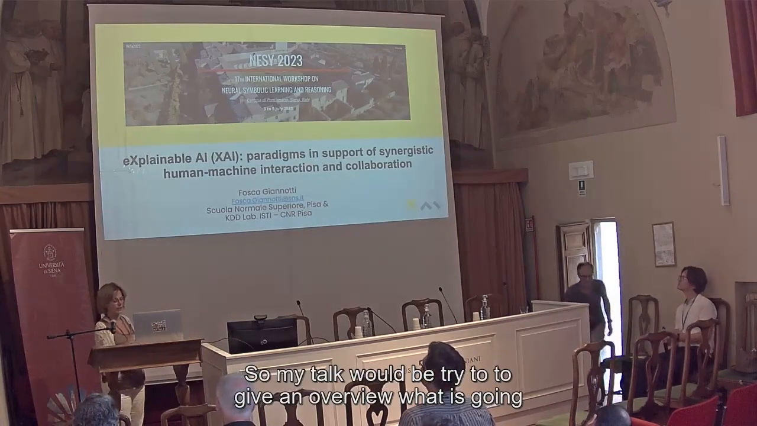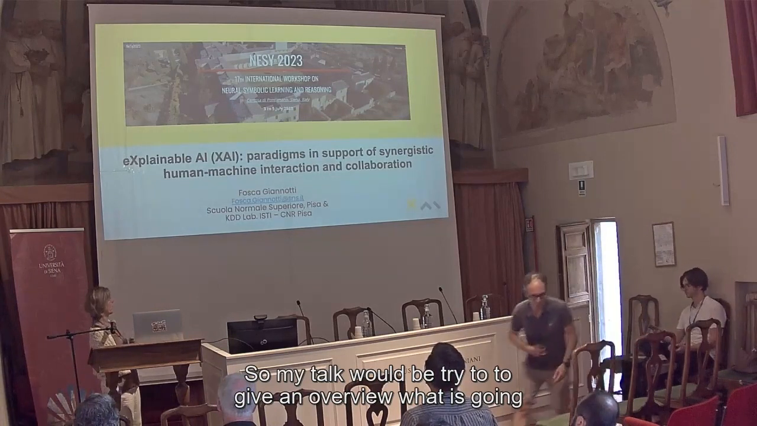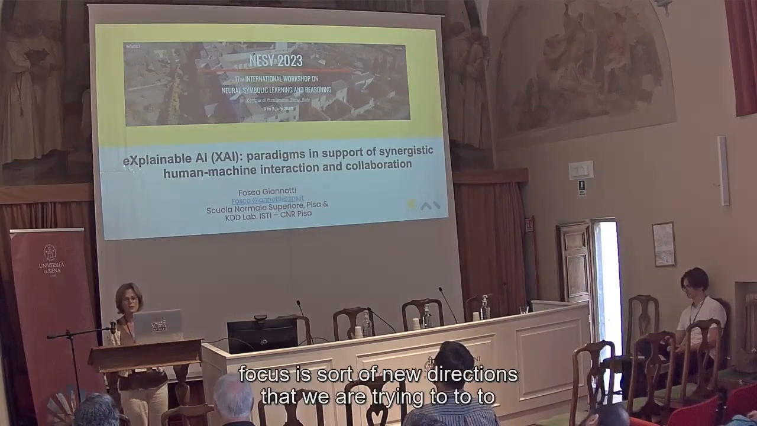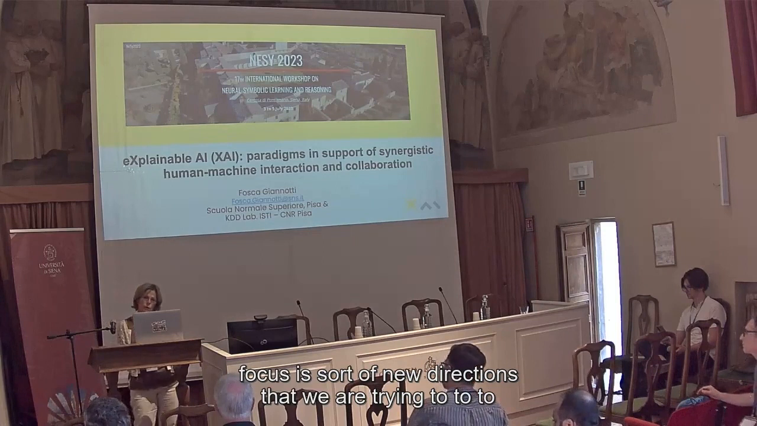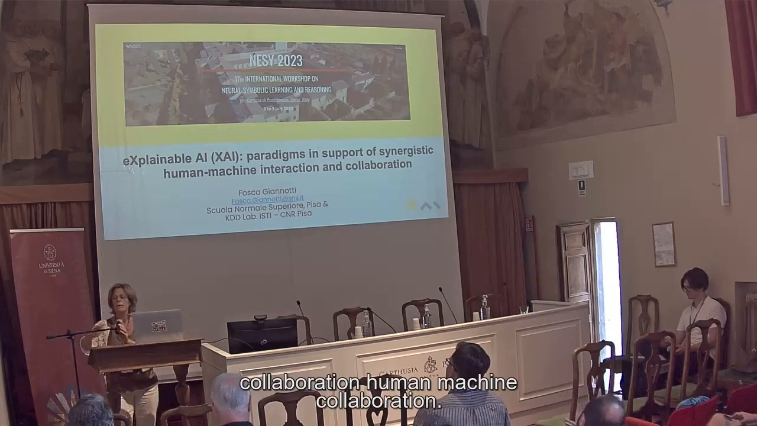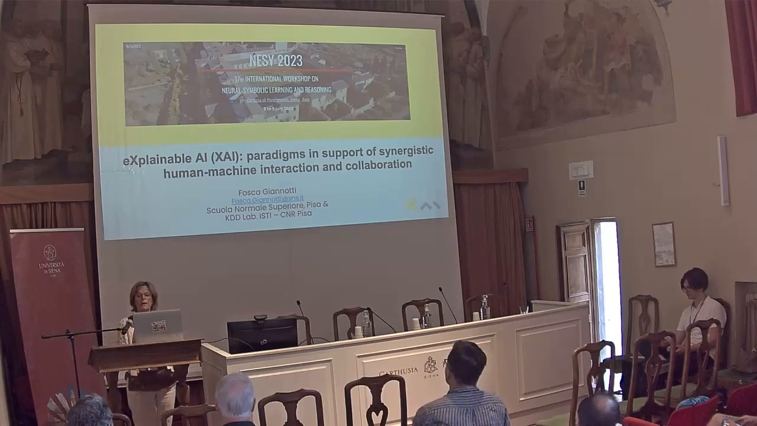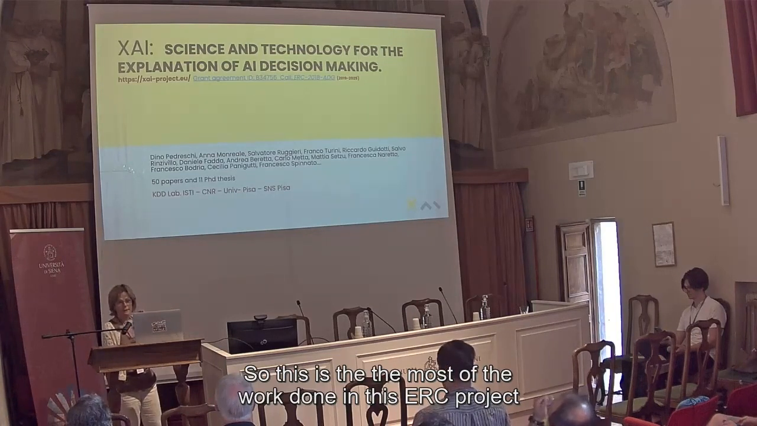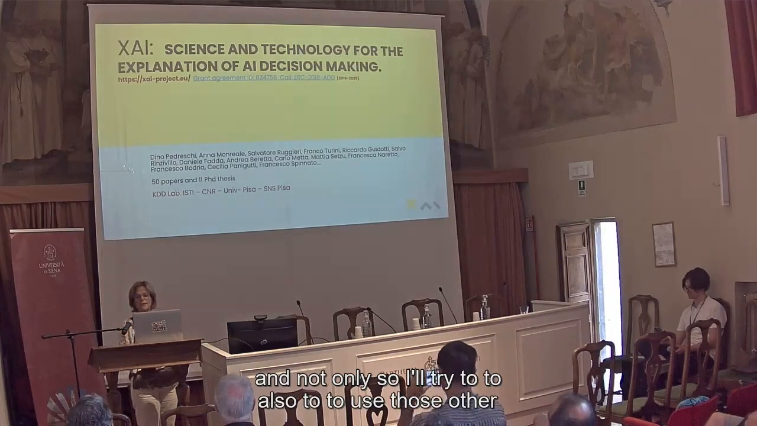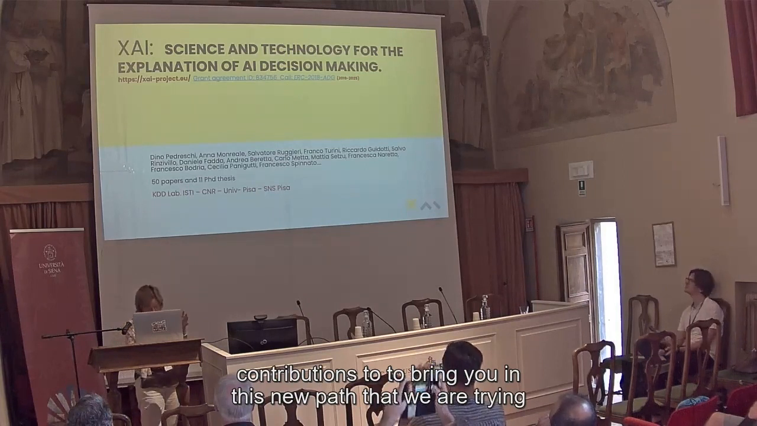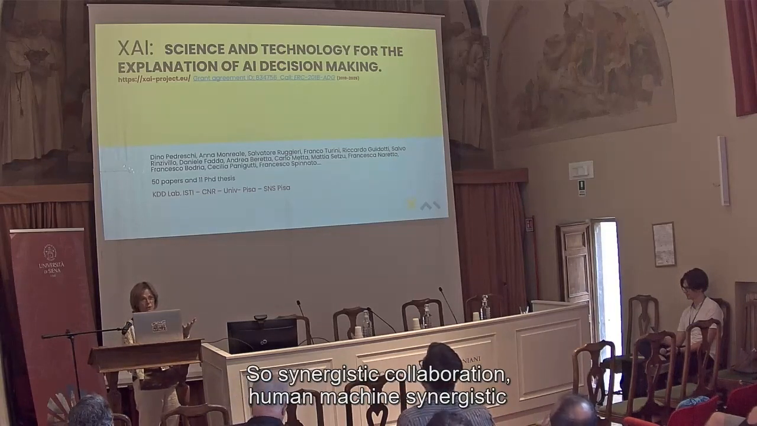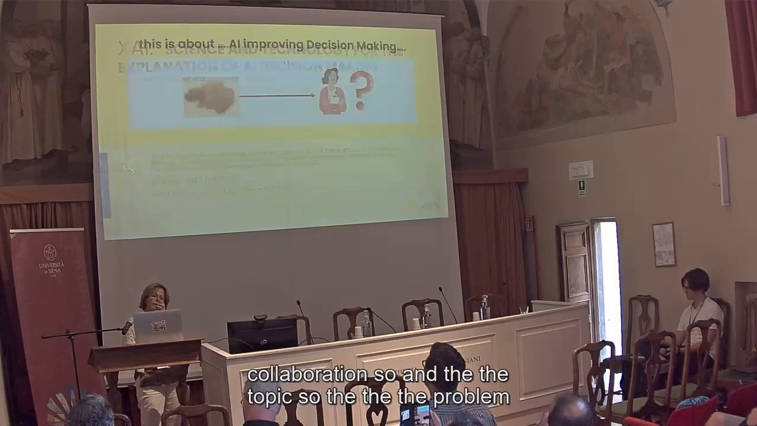Okay, so my talk will try to give an overview of what is going on in explainable AI, but particularly with a focus on new directions that we are trying to follow, which is explainable AI in support of synergistic human-machine collaboration. So this is mostly the work done in this ERC project, and not only. I'll also use other contributions to bring you along this new path that we are trying to design: human-machine synergistic collaboration.